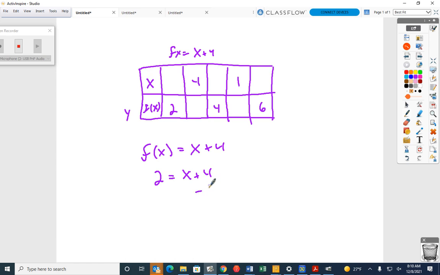So minus 4, what's 2 minus 4? Class, what's 2 minus 4? So this is negative 2 equals x. That means this is going to have an input of what? Negative 2. Do you see how we were able to use the output to find the input on that? Right? Okay.